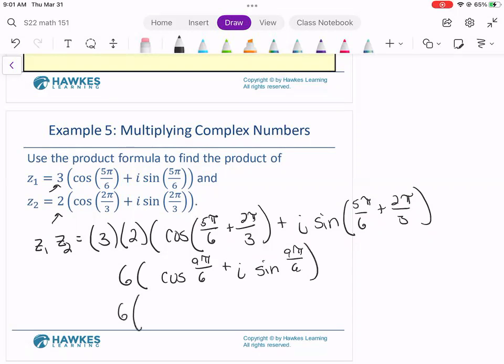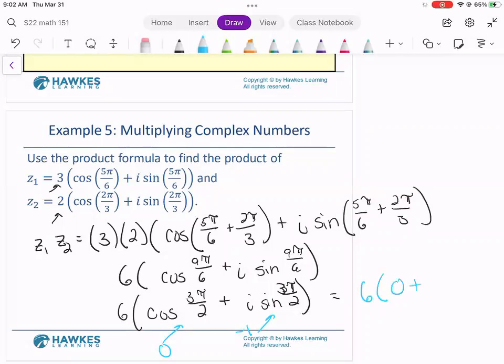Notice those angles we can reduce, and we get the cosine of 3 pi over 2 plus i times the sine of 3 pi over 2, which falls on our unit circle very easily. We know that this value is going to become 0. This is going to become -1. So we end up with 6 times 0 plus -1i, or just a value of -6i.